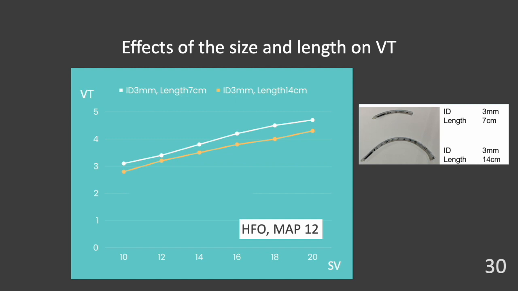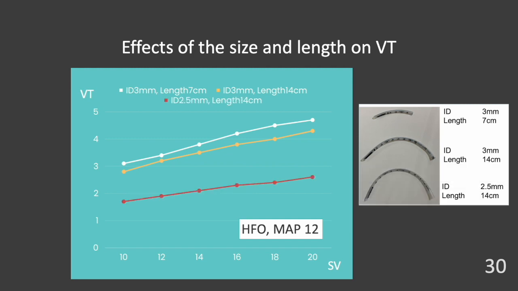Furthermore, when the tube diameter is reduced from 3 mm to 2.5 mm, the tidal volume is even smaller. In other words, the narrower the airway, the more the pressure decreases.